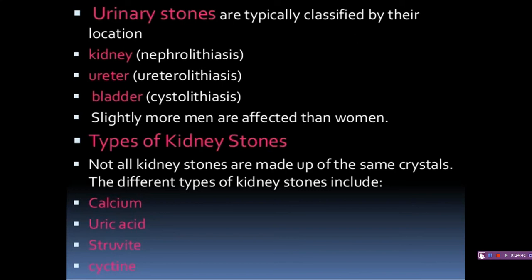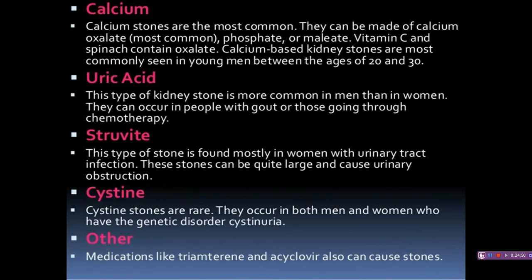Slightly more men are affected than women. The types of kidney stone are calcium stone, uric acid stone, struvite stone, and cystine stone. Calcium stones are most common. They can be made of calcium oxalate, most common, or phosphate. Vitamin C and spinach contain oxalate. Calcium-based kidney stones are more commonly seen in young men between the ages of 20 to 30.